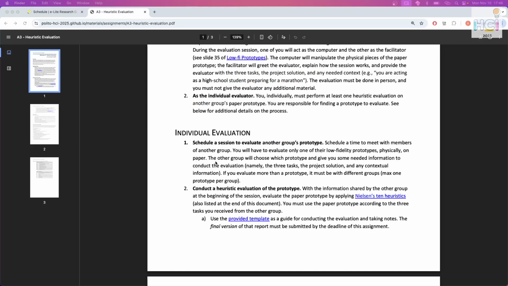Anyway, when you have to evaluate this, you will start with the tasks that the facilitator will show to you, and you will try to perform the task on the paper-based prototype. So at the beginning, you will see just the home page, and then you will start interacting with the home page by clicking somewhere on the page, and the facilitator, the computer, sorry, so the second guy in the other group, will simulate the behavior of the prototype.